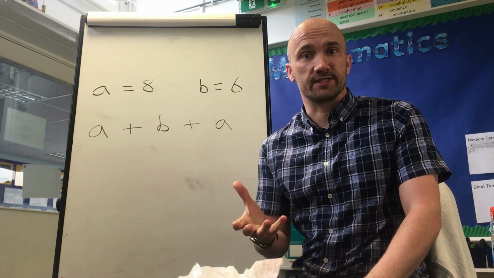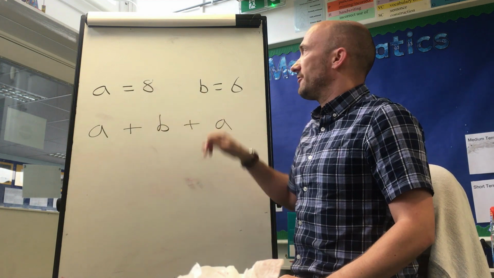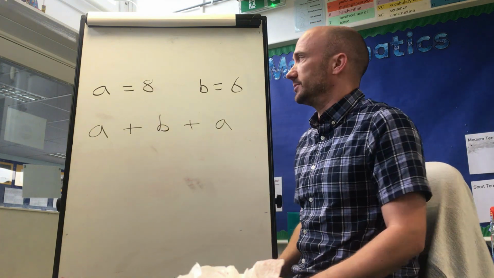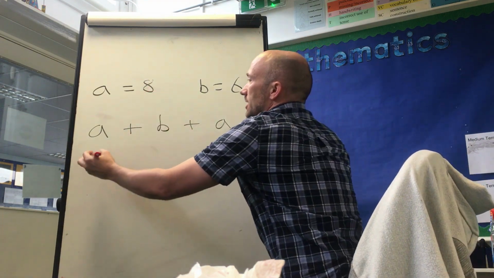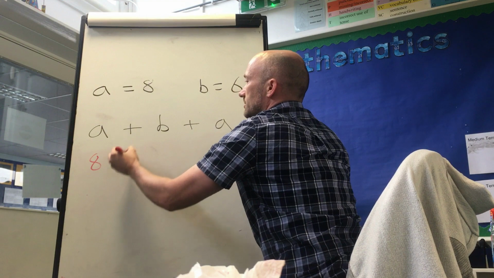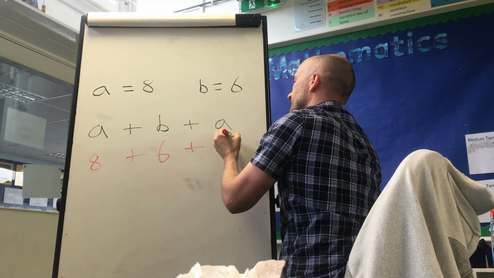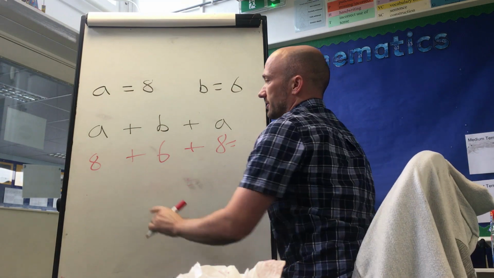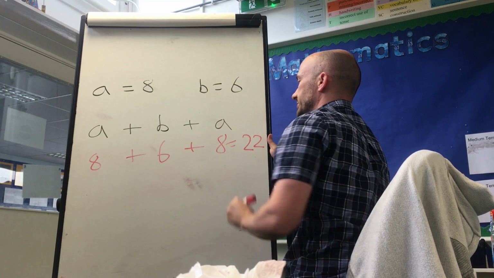Okay, so let's solve this equation. It's actually quite simple because all the values we need are there for us. We don't have to solve any missing numbers. So if we rewrite it as a number calculation, a is 8, add b, which is 6, and 8 again. And it's just a simple addition calculation. 8 plus 8 is 16, add the 6, 22.